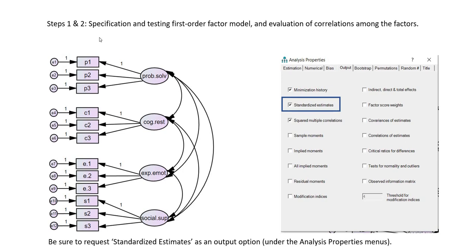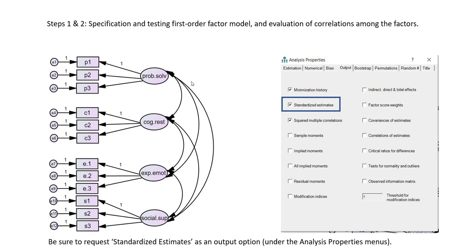Okay, so with our steps 1 and 2, we're just going to combine them. These are going to entail specifying and testing the first order factor model, and then also evaluating the correlations among the factors. So when we do this, we're going to want to make sure under analysis properties to select standardized estimates so that we can get those correlations.